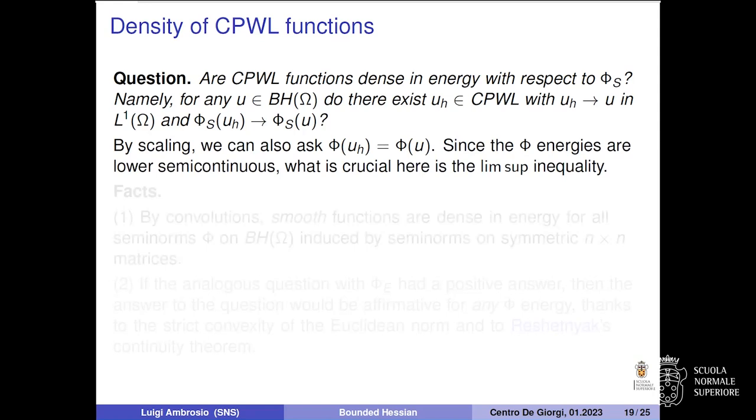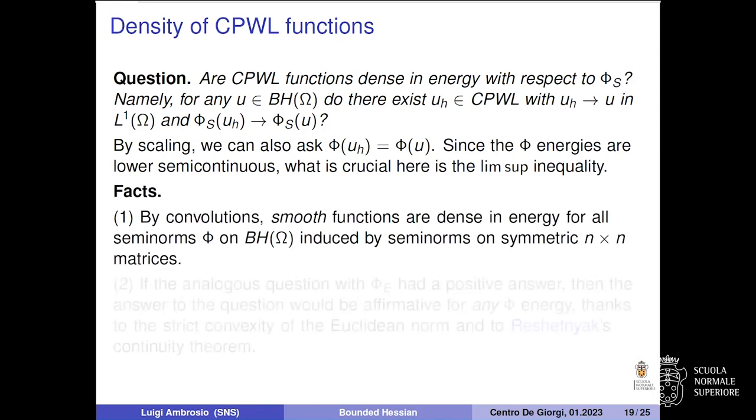And what is crucial here, since in general these energies are lower semi-continuous, is to get the limsup inequality, so the inequality from above. So to estimate in a very efficient way the energy of the approximation u_h.